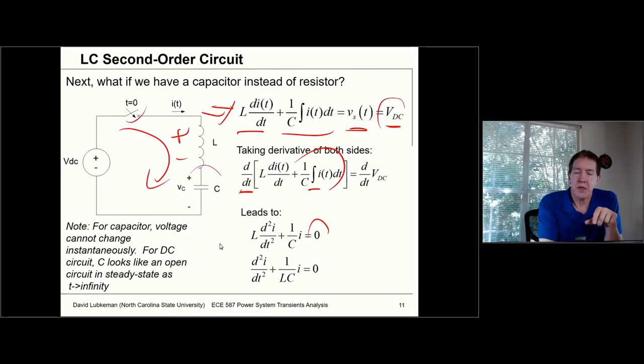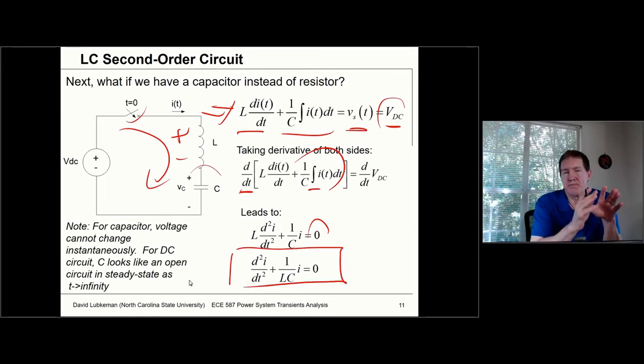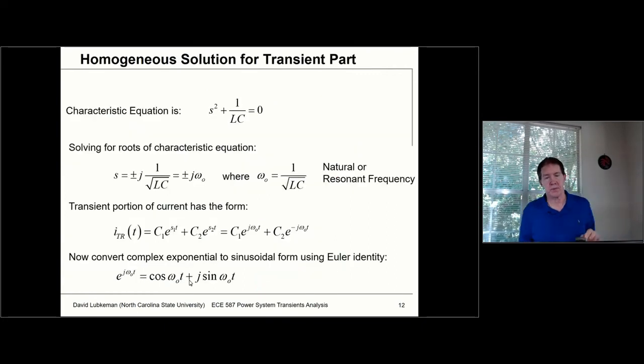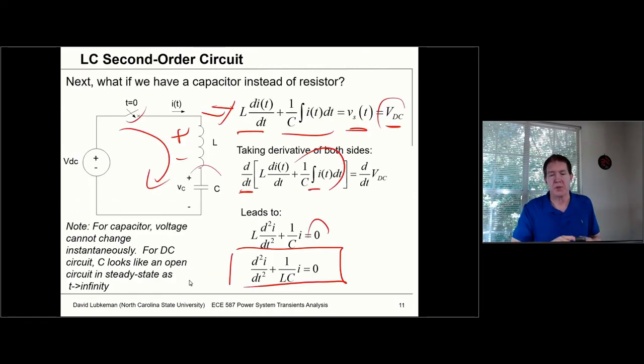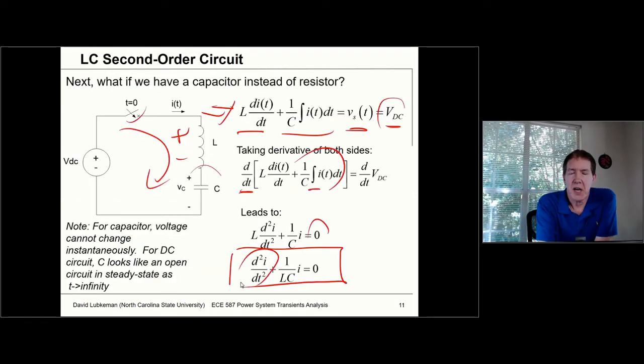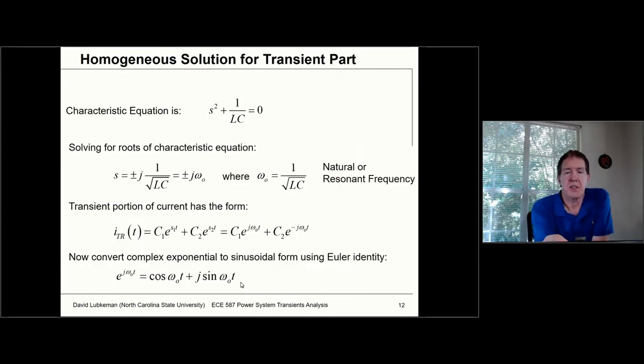A lot of times we divide both sides by the inductance, and we get this very common form: the second derivative of current with respect to time plus 1 over LC times I is equal to 0. So this is the equation we need to solve. What's the characteristic equation? Anytime I see a first derivative, I replace it by s. If I see a second derivative, I replace it by s squared. So we have s squared plus 1 over LC equal to 0 as the characteristic equation.